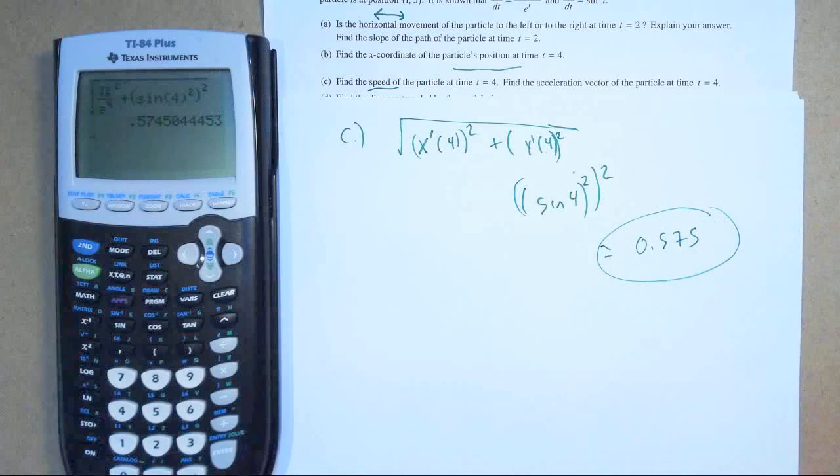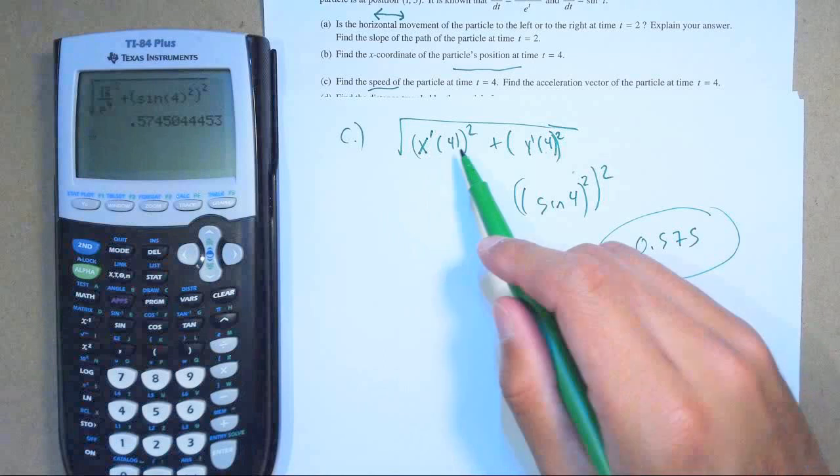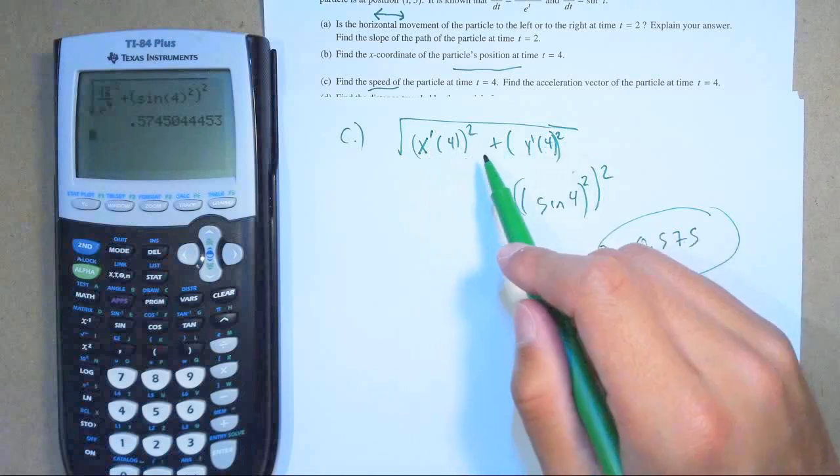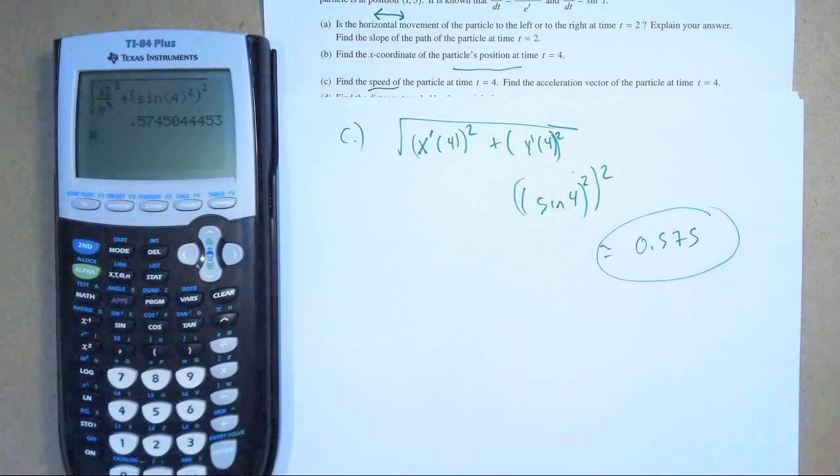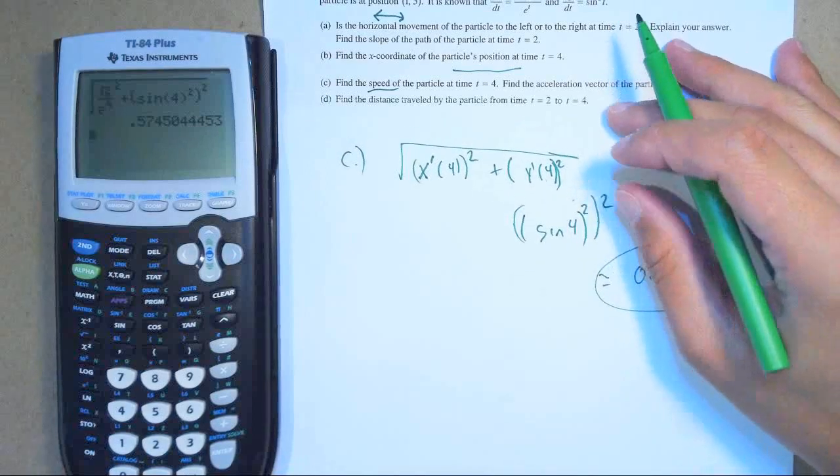So once again, when you're trying to find speed, all you have to do is find the square root of x prime squared plus y prime squared, but you have to plug in the value that they're looking for. In this case, it was 4, so that's why I plugged in 4. And a big part of this question is being able to know how to use your calculator, so you have to be careful, okay?